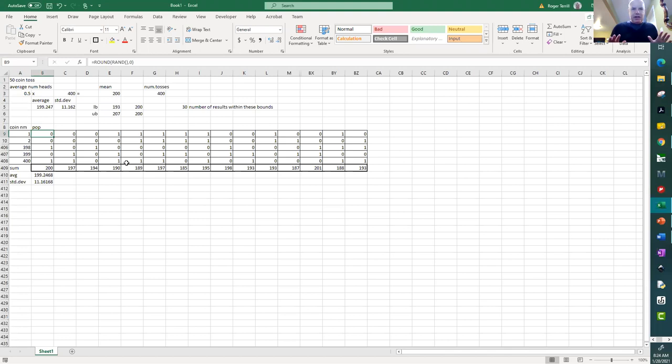I want you guys to pay a little bit of attention here. This is not going to be on the homework, but I might assign it as a special project later. The data are here. In these cells, each one says the same thing: equal to the round of the rand, with zero decimals. So this has an equal probability of being zero or one. There are actually 400 rows and something like 60-some columns here.